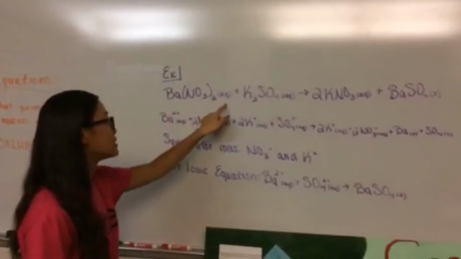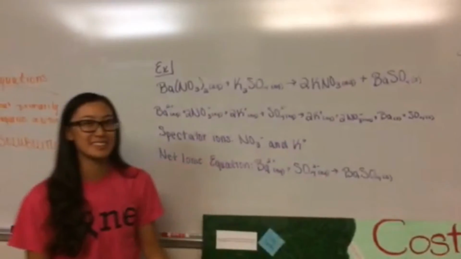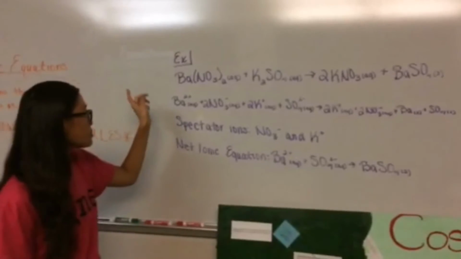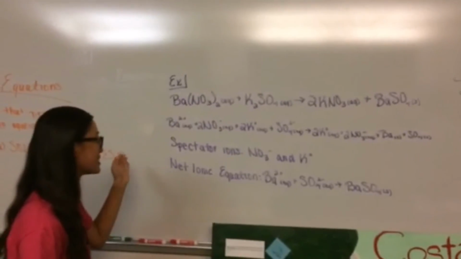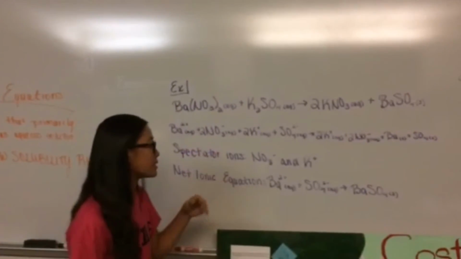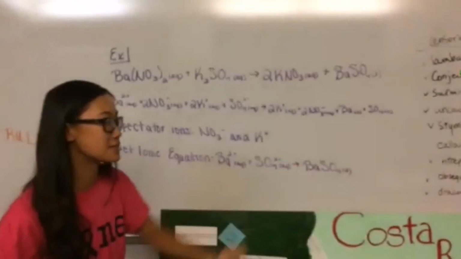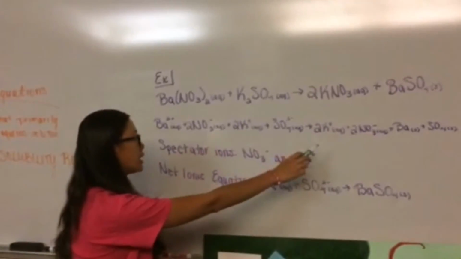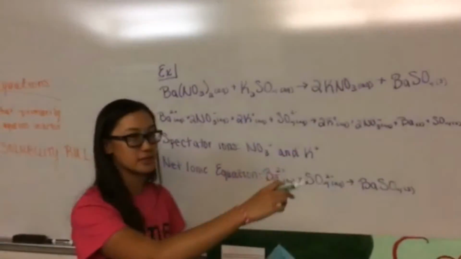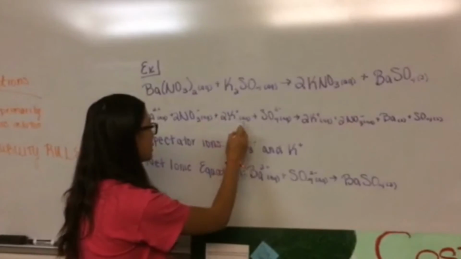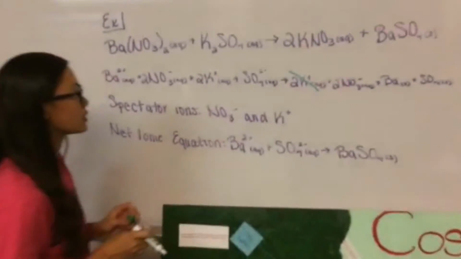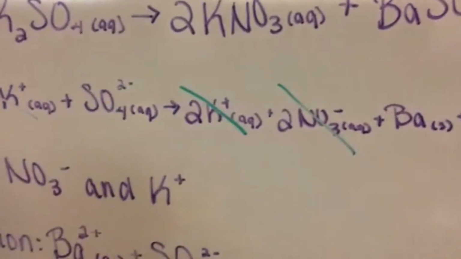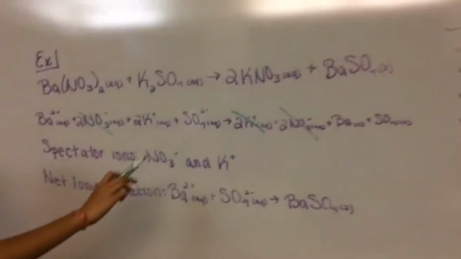And we already put down which ones were aqueous and solid because we're, again, very smart. So then the next thing you want to do is to split the compounds into ions that are aqueous, and you're going to get this as a result. Then you are going to want to cancel out the elements that are the same on either side. So 2K plus will X out with 2K plus over there, and 2NO3 minus will cancel out with 2NO3 minus over here. These are called the spectator ions.